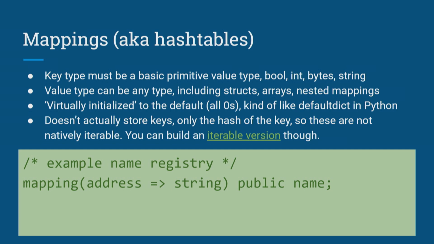So this is an example of what a mapping definition looks like if we were going to build a public registry. Say, you can give us an address, we'll give you a string, that's your name. We probably want the other direction too, so you can actually look up somebody based on a name.